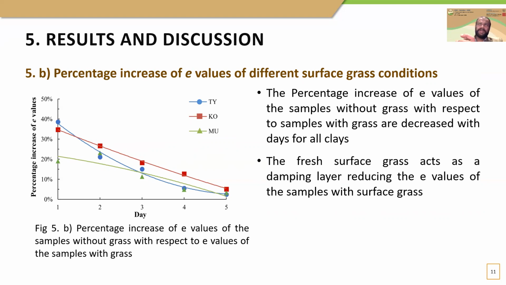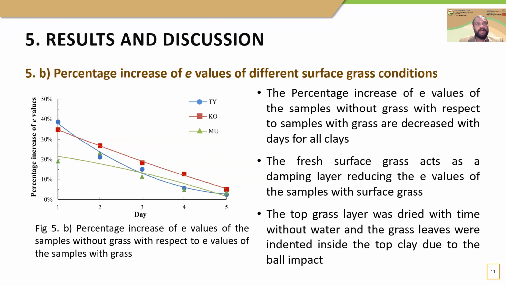In order to compare the contrast effect of the top grass surface on the E values of the samples, the percentage increase of E values in the samples without grass with respect to E values of the samples with grass is presented. The shock produced by ball impact on the cricket pitch is reduced due to the presence of thatch of the cricket turf surface. And the top grass layer dried with time without water, and grass leaves were indented inside the top clay due to the ball impact.